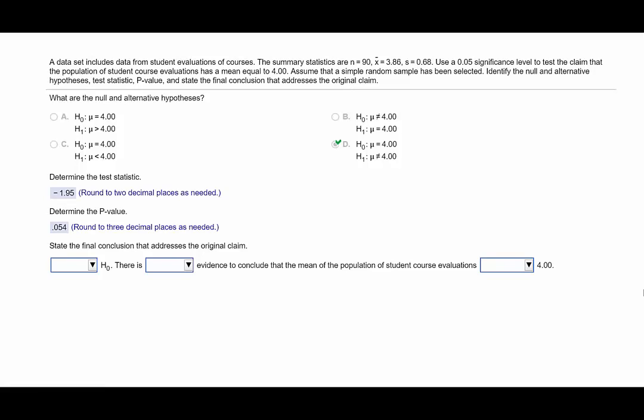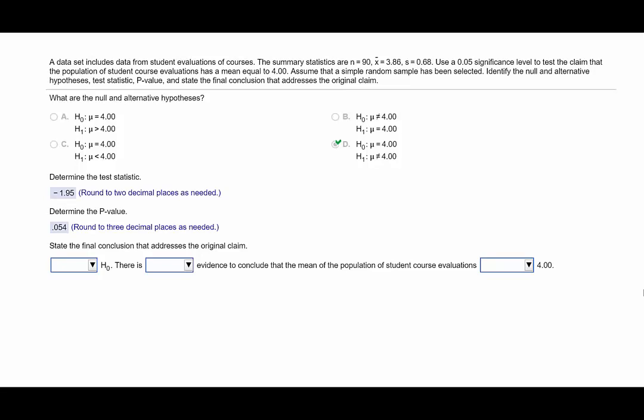A data set includes data from student evaluations of courses. The summary statistics are n equal to 90, x bar equal to 3.86, s equal to 0.68. Use a 0.05 significance level to test the claim that the population of student course evaluations has a mean equal to 4.00. Assume that a simple random sample has been selected.